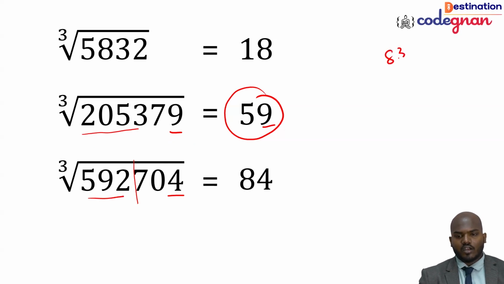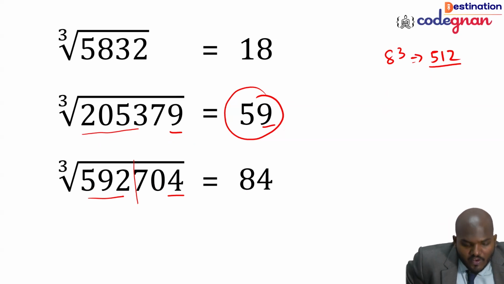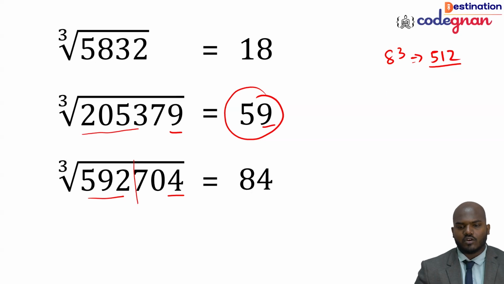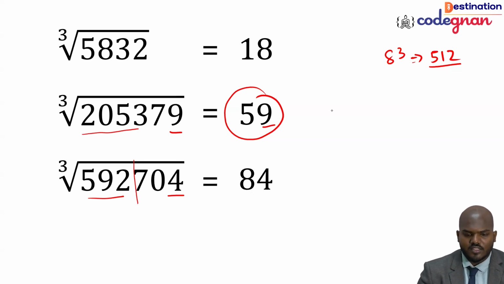8 cube, we can call it what? That is 512. So that is 512 it will give. That is related to 592. If you take the 9 cube, that will go for the value 729. The 9 cube value is equal to 729. So probably we can't take this one. So 84 is the correct answer.